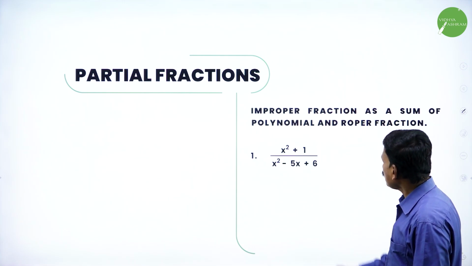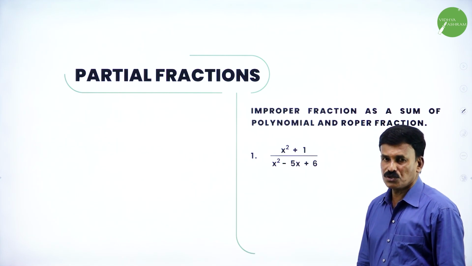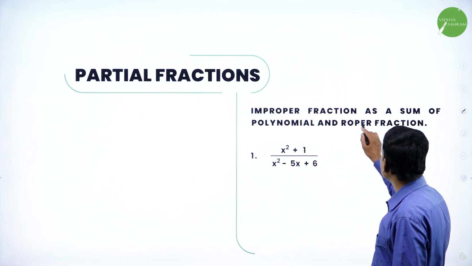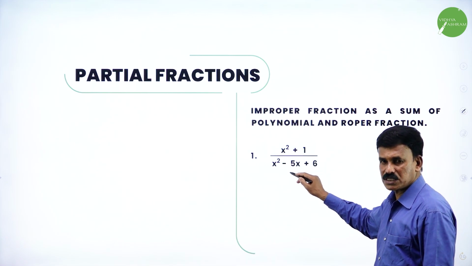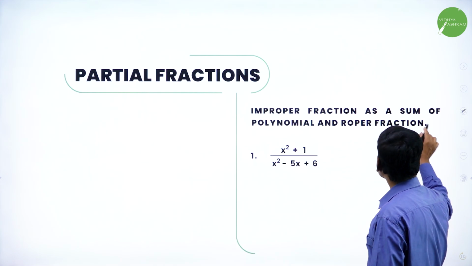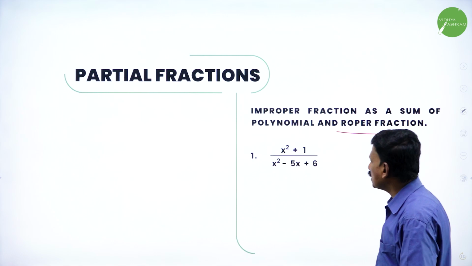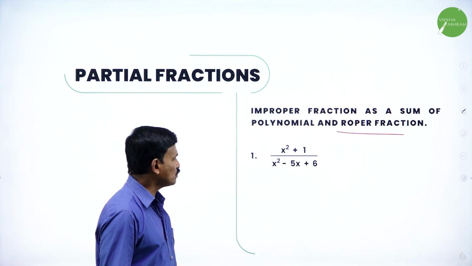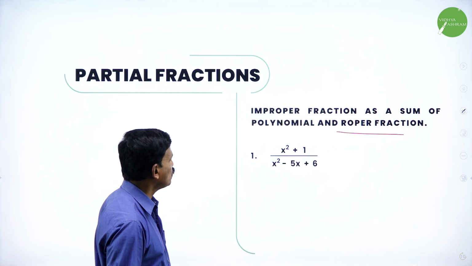Now, improper fractions as a sum of a polynomial and a proper fraction. So, how to express this? See here, the degree of the numerator and denominator are the same. Therefore, this is an example of an improper fraction. This improper fraction can be expressed as a sum of a polynomial and a proper fraction. Very simple. Just divide x square plus 1 by x square minus 5x plus 6. You will get a polynomial and a proper fraction.